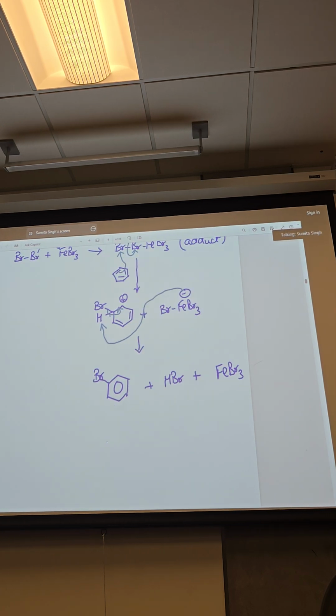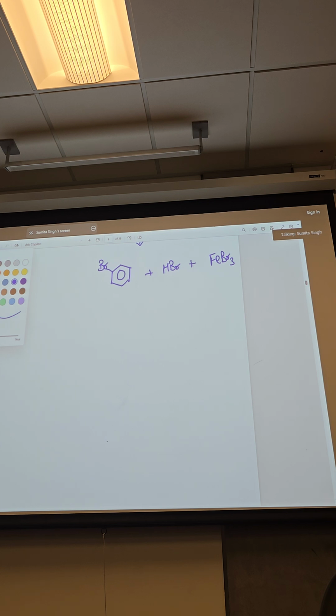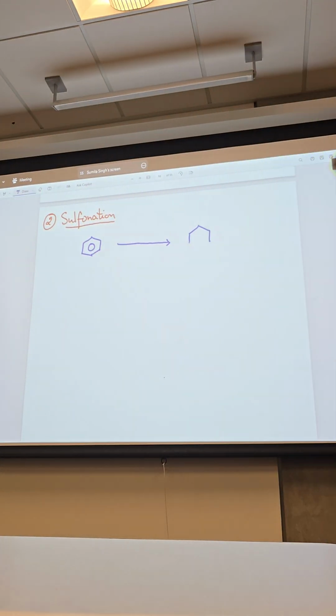Next reaction, sulfonation. We just write all the mechanisms one at a time, understand them, go into details if needed, and then add layers as we go. Next reaction is sulfonation. Please remember, sulfonation is where one of the hydrogens of benzene is replaced by a sulfonyl group, converting it into sulfonic acid. So benzene is converted into benzene sulfonic acid.